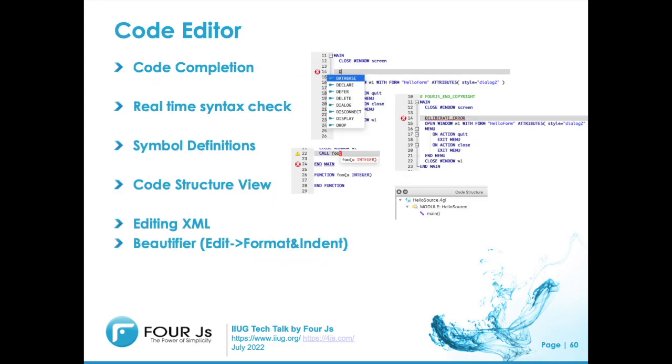The code editor will allow you to improve your developers' productivity. You get things like code completion, real-time syntax checking, the symbol definitions and code structure view give you information about functions, and as well as editing 4GL, you can also use the code editor to edit XML. It also has a beautifier option, so if you edit, format in a .NET, and that'll beautify and tidy up your code.